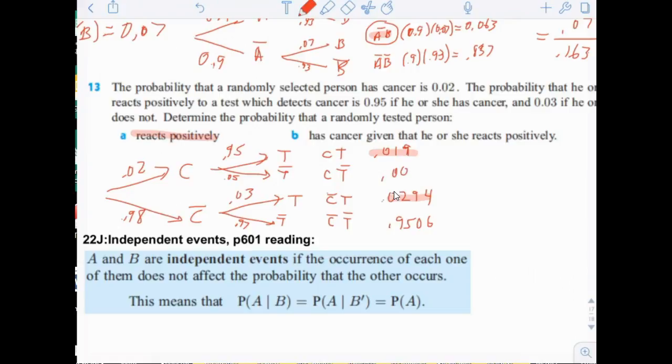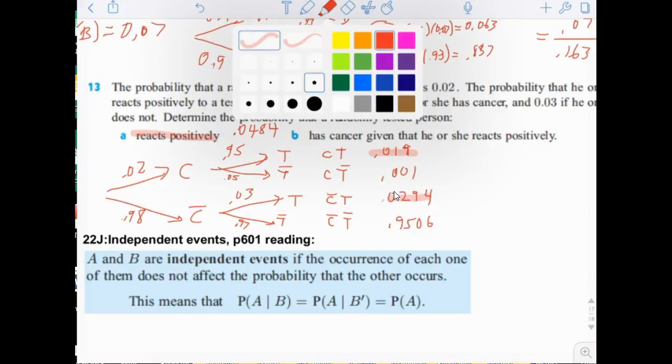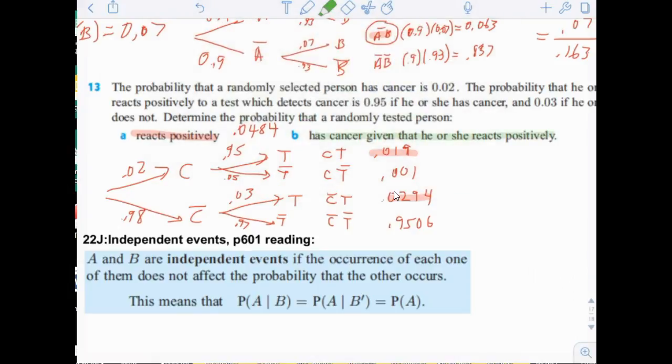Okay? So first of all, we're going to calculate reacts positively. So we're going to add up 0.0294 and 0.019, and it's going to be 0.0484. And then B, has cancer given that he or she reacts positively. So has cancer would be C. It would be the C option. Has cancer given that she reacts positively.